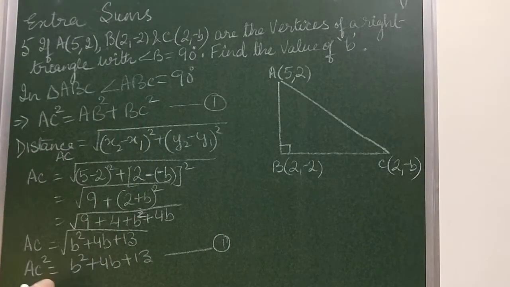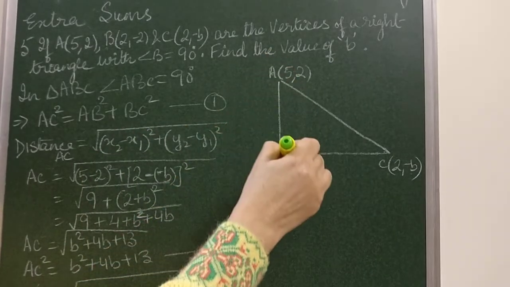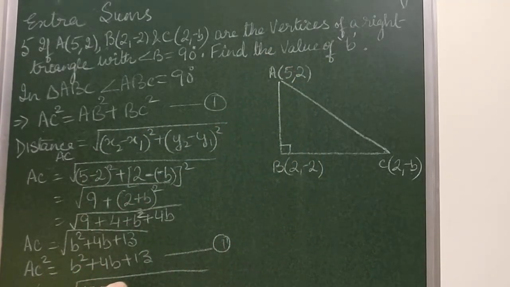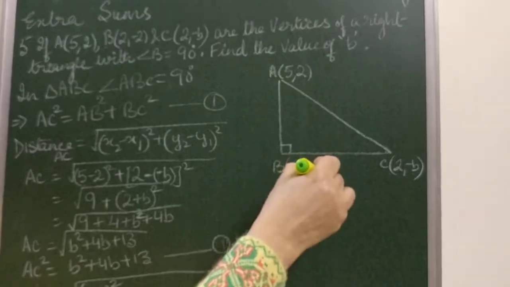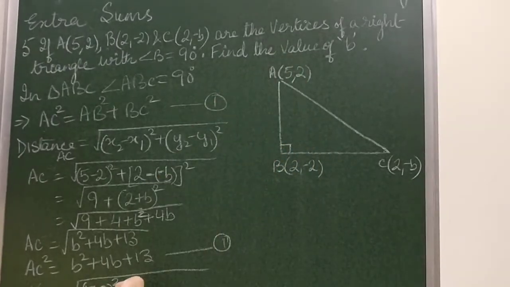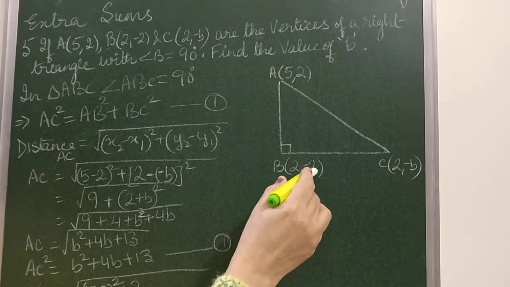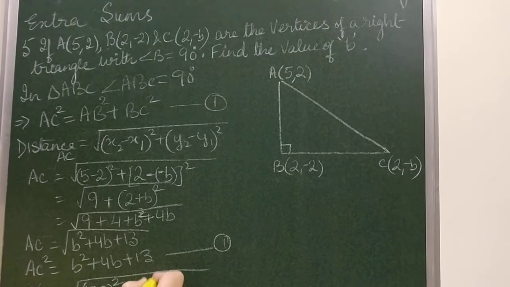Now AB square we will find out. AB will be root of 5 minus 2 the whole square plus 2 minus (minus 2) the whole square. Again 3 square is 9, and this is 2 plus 2, 4 square is 16. This makes up 25.